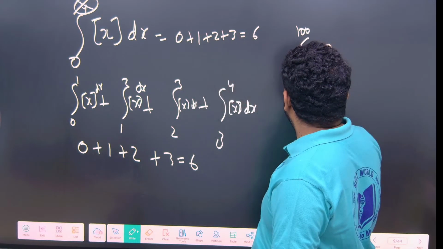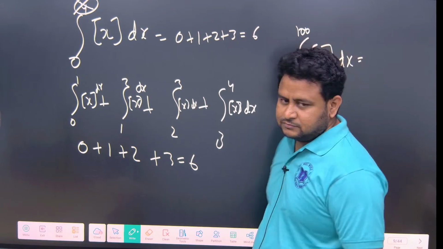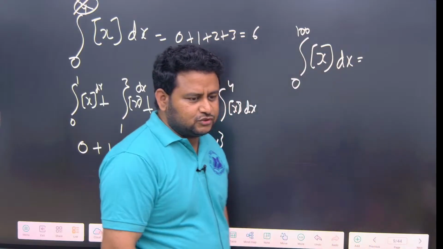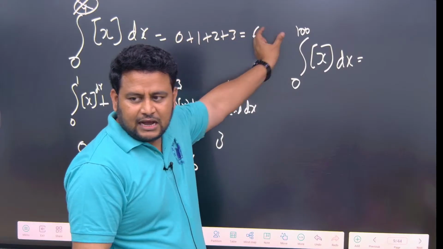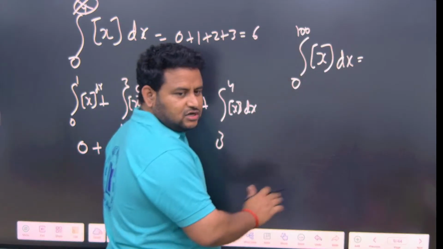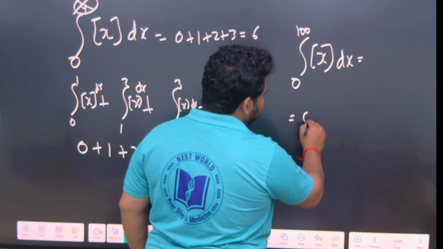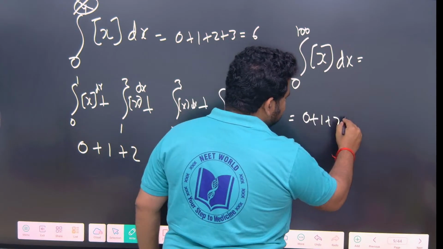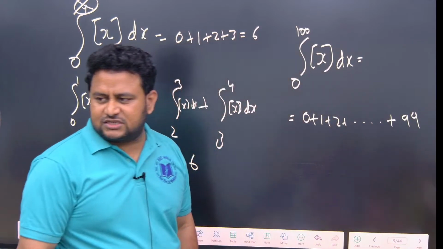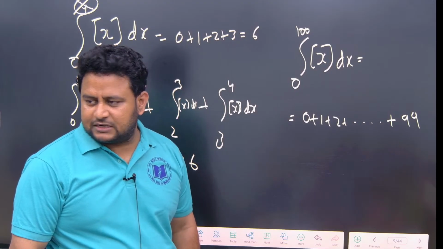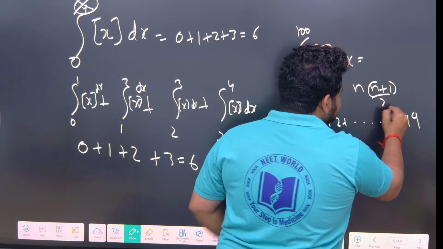So the integral from 0 to 100 of step x dx is equal to what? From 0 up till 99 we have to add. The upper limit we should not include. So this will become 0 plus 1 plus 2 up till 99. This is the sum of n terms, which is n into n plus 1 by 2, where n is the last term.